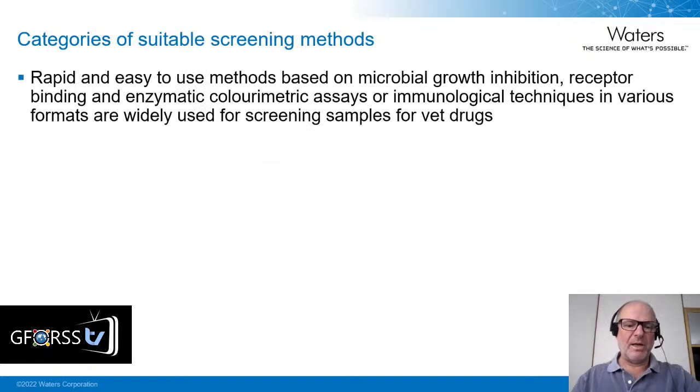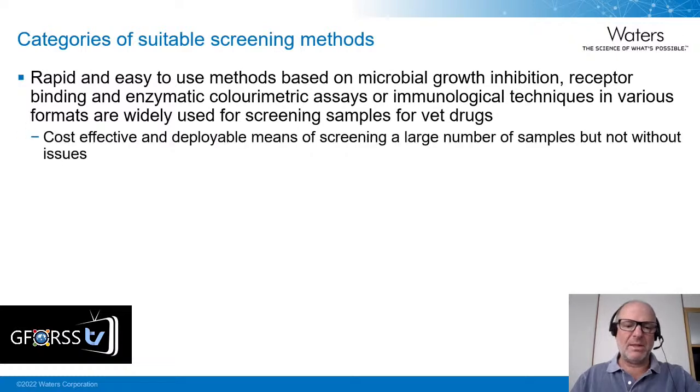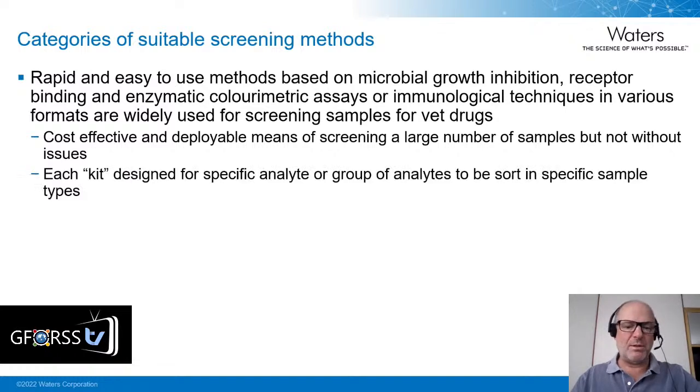Some of the most commonly used and effective screening methods are based on things like microbial growth inhibition, receptor binding and enzymatic colorimetric assays, or immunological techniques in various formats. These are very cost effective and deployable, which is of interest because not all analysis needs to be done in the laboratory. In some cases, there is a need to test a lot closer to the point of production, for example in the dairy industry. They are capable of screening a large number of samples, but they are not without some issues.